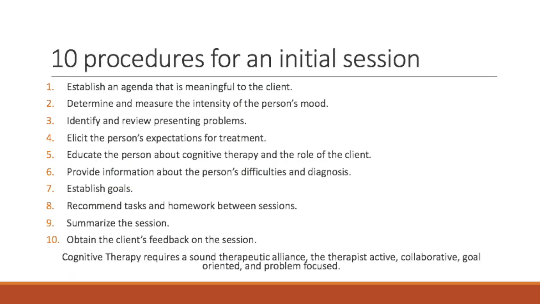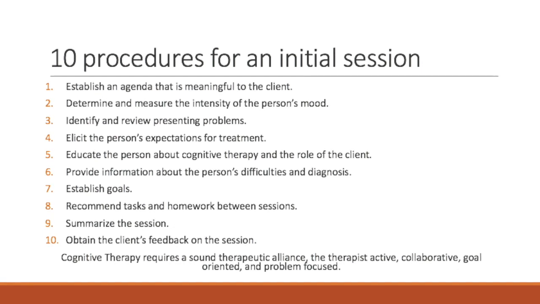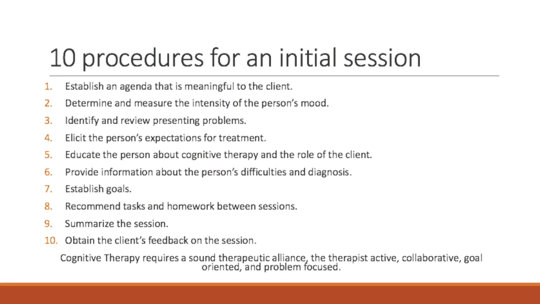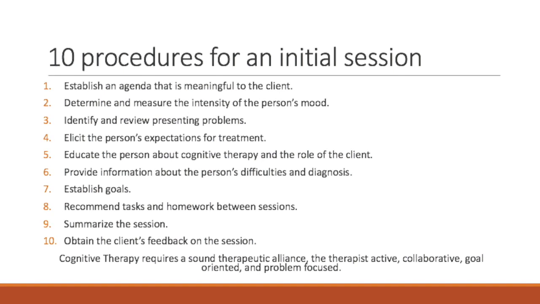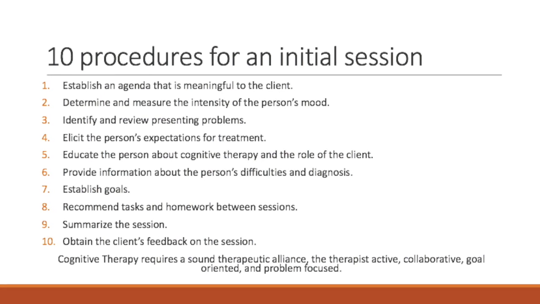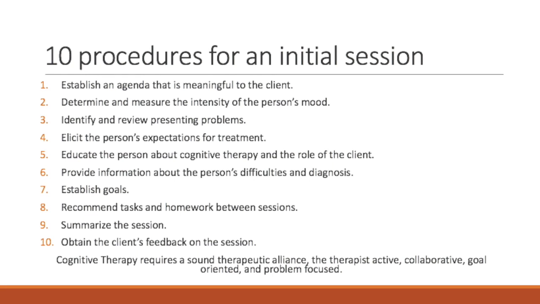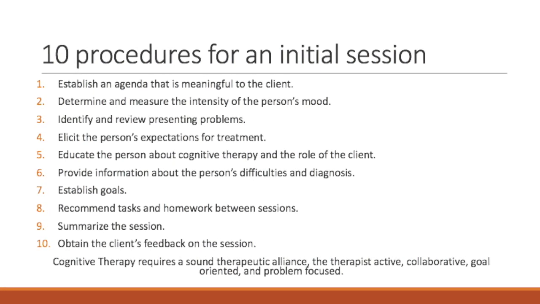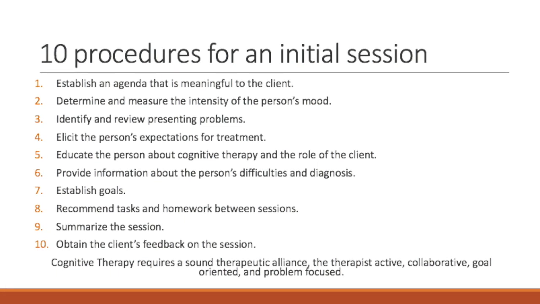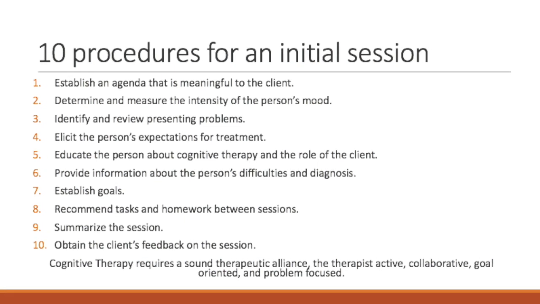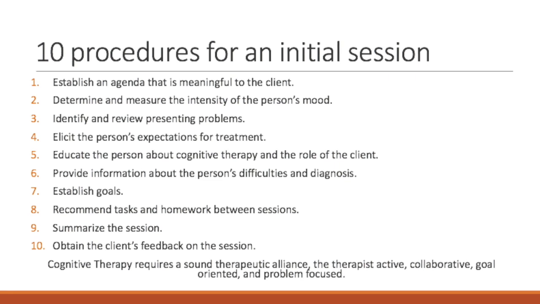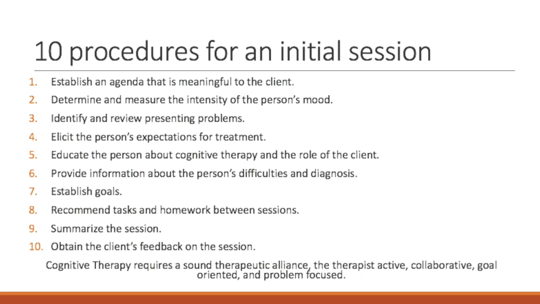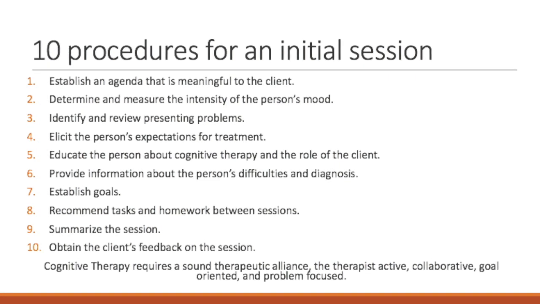There are 10 procedures that a clinician usually follows for an initial session. The first is to establish an agenda that is meaningful to the client. Number 2, determine and measure the intensity of the person's mood. Number 3, identify and review presenting problems. Number 4, elicit the person's expectations for treatment. Number 5, educate the person about cognitive therapy and the role of the client. Number 6, provide information about the person's difficulties and diagnosis.